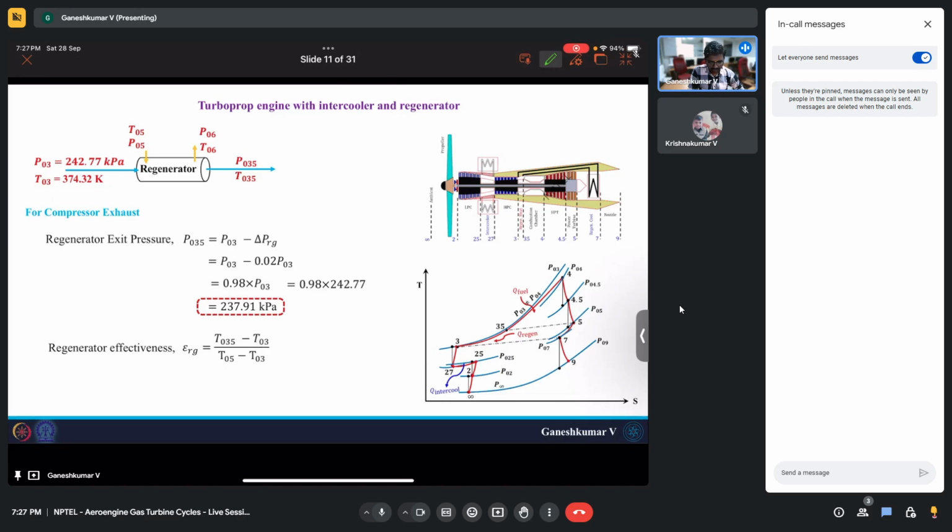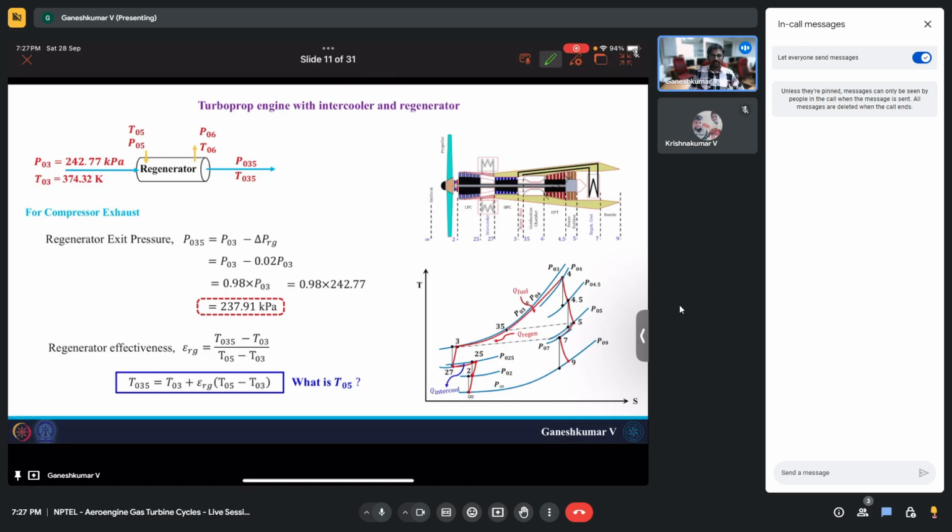And if you rearrange this formula, you will end up having T035 to be T03 plus effectiveness of regenerator times T05 minus T03. But the problem is we don't know T05 because we are still in the regenerator. We haven't reached the power turbine. So unless we know T05, we won't be able to find T035. So that is one problem that we are facing now.